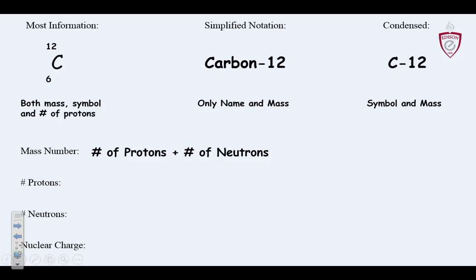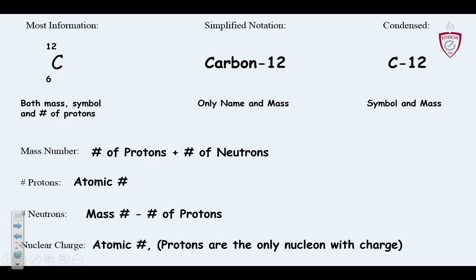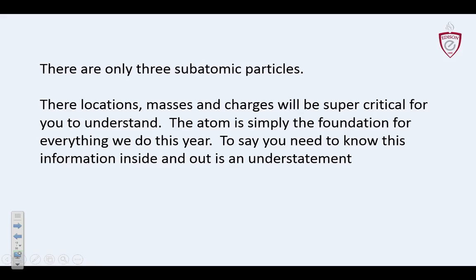They're tiny. Protons, atomic number. It's the same as the atomic number. To do neutrons, I take that mass number, which is the total mass, and subtract the protons. Yep. The nuclear charge is the atomic number because the proton's the only nucleon with a charge. Okay. Good. So there are only 3 subatomic particles. You have to know everything about these 3 subatomic particles. Locations, masses, and charges are critical.